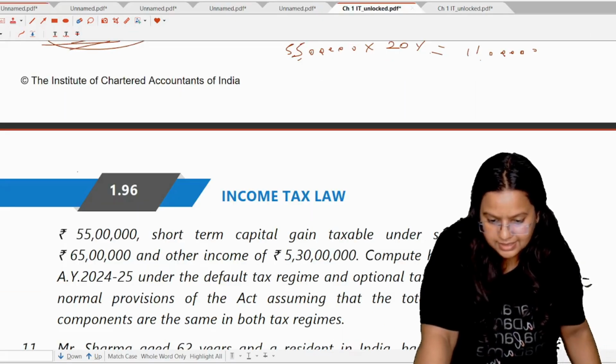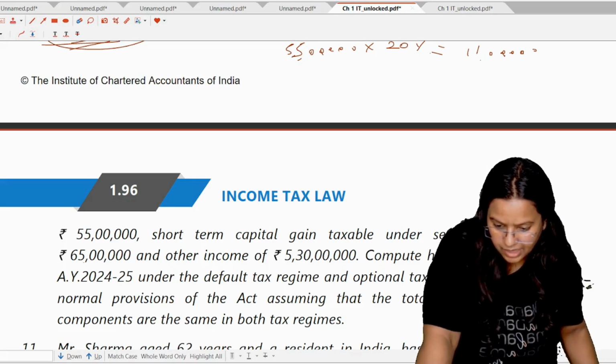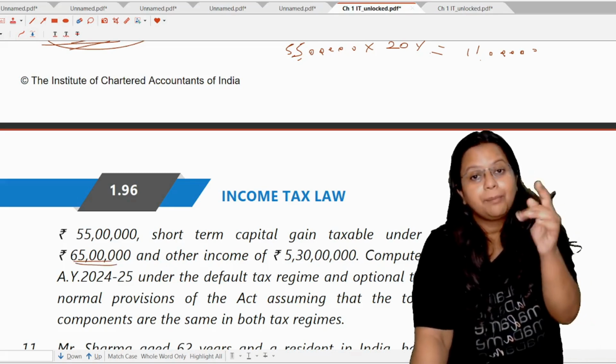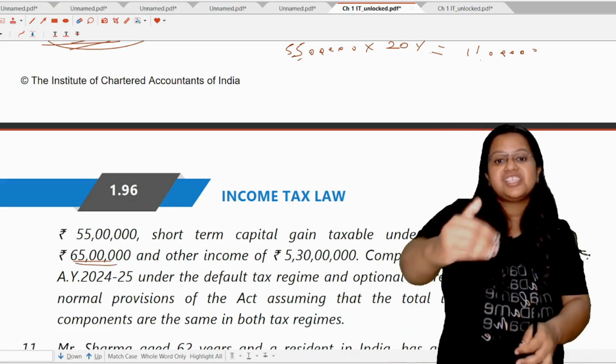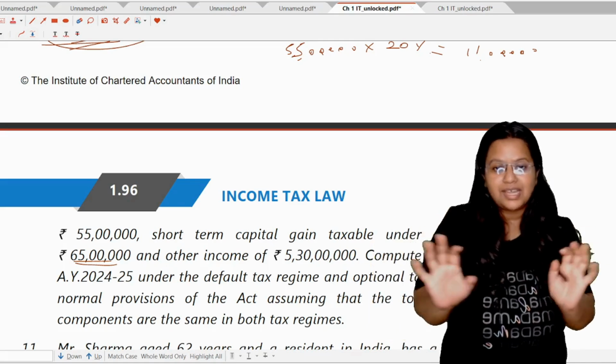Now on the next, that is the STCG, 65 lakh. So students, on STCG under section 111A, because it is given that it is under section 111A, 15% tax rate shall be applicable.